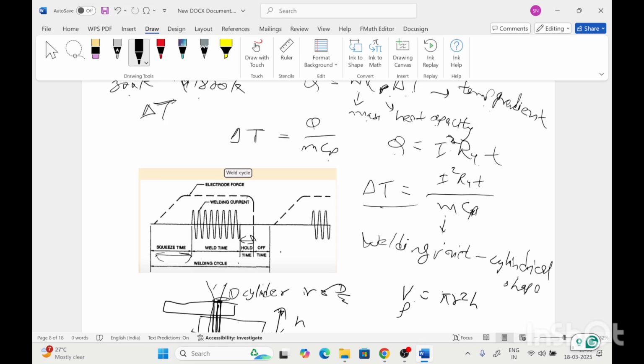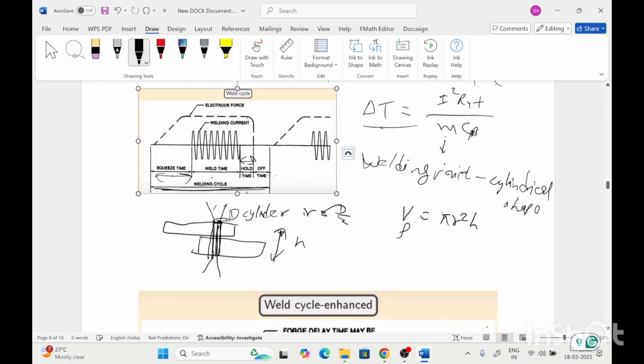Then the off time is also provided. So squeeze time and weld time form one welding cycle, and this cycle is followed further for more spot joints.